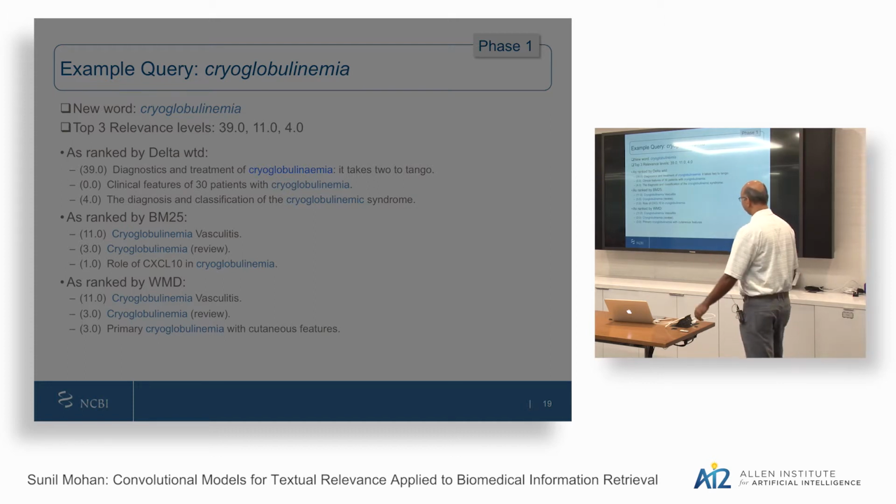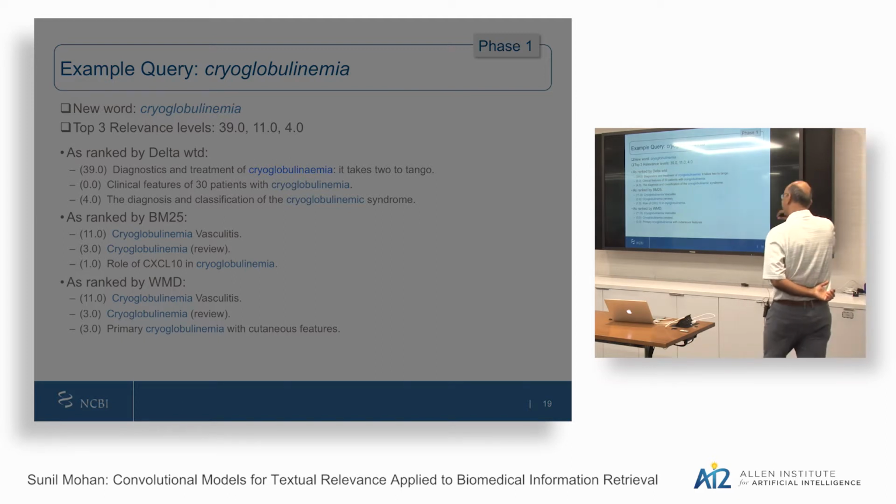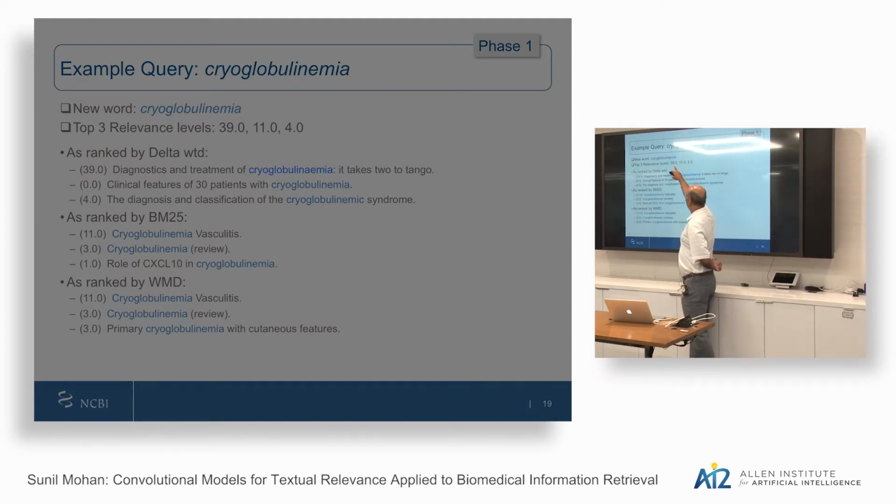An example. So the query is cryoglobulinemia. I actually don't know what this is. But these are the top 3 relevance levels, as ranked by the delta weighted model, and in this case, it also picks up on an alternative spelling. And then what you see in BM25 and word mover's distance is they seem to prefer shorter titles. And remember, these two are actually targeting just the title, whereas this is targeting title plus some words in the abstract.